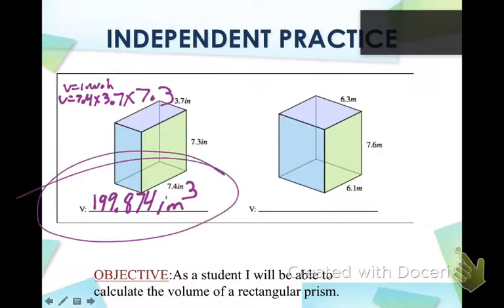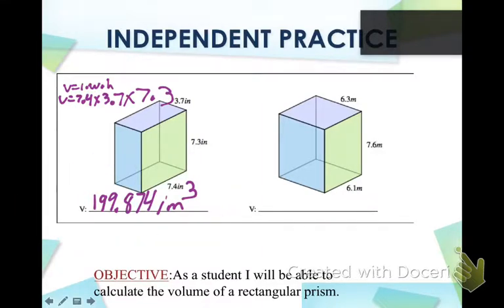That should be inches cubed. If you do not have that part, you are wrong. Quite honestly, if you do not have inches cubed, you are wrong. If you put inches squared, you are wrong. Do not mess it up.